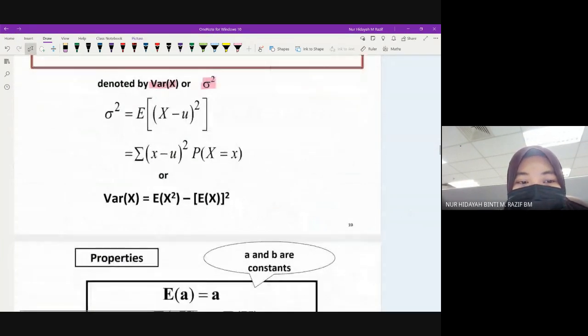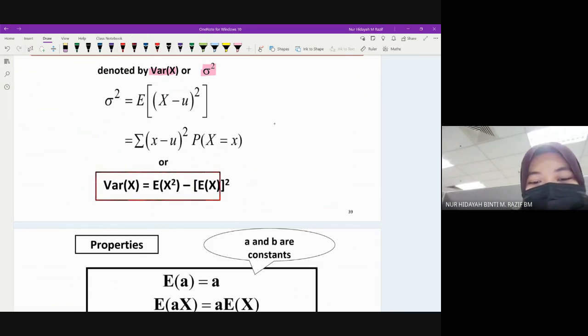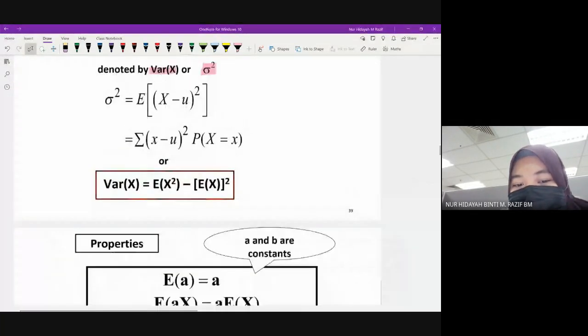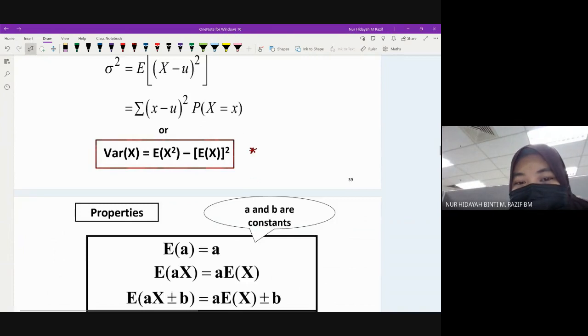Okay, so in this case, kita akan dapat sigma square is equal to the expected value of x tolak mu kuasa 2. So apa yang kita akan dapat adalah we are going to get the summation of x tolak mu semua sekali square and then darab dengan probability x is equal to x, find the summation of those products. So senang cerita kita boleh ringkaskan formula kita menjadi the variance of x is actually equal to the expected value of x kuasa 2 ditolakkan dengan expectation of x everything square. So I'm going to keep on using this formula.